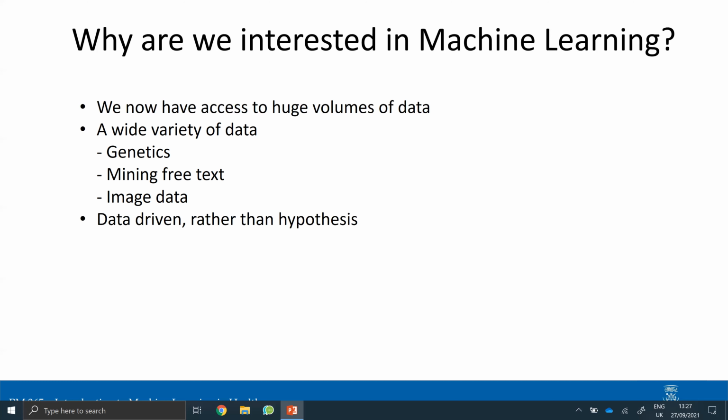One of the great things about machine learning is that it's data-driven rather than hypothesis-driven. I think this is where it will diverge from statistics. In statistics, you would typically say, I'm going to test a hypothesis to see if it's true. In the data-driven machine learning world, we're actually just going to let the data tell us what the interesting things are, what the answers are.